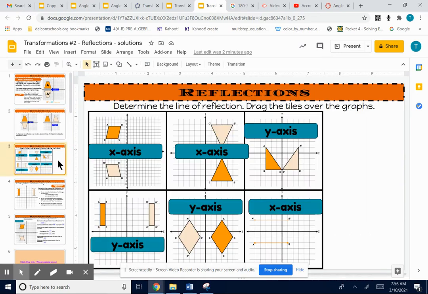On the next slide, I wanted you to drag over: are they x-axis reflections or y-axis reflections? Just remember the x-axis goes straight across. So that problem right there is an x-axis reflection because it's flipped over the x-axis, which goes across. This last one, the y-axis is the line that goes up and down, so this one is flipped over the y-axis. So you can work through those.